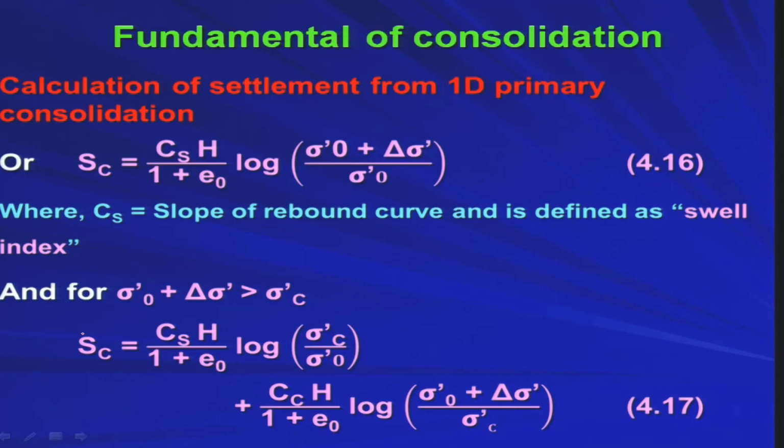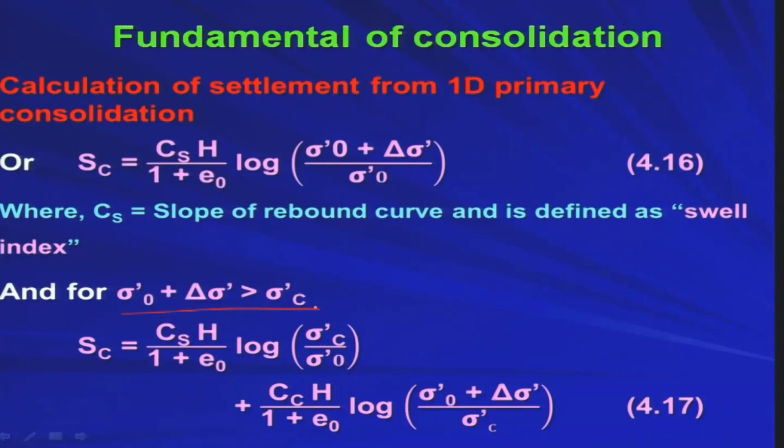Now, the second region. As I told you, in the case of over consolidated soil, you will have two different regions: one when you are below the pre consolidation pressure and one when you are above it. If you are above the pre consolidation pressure, that means sigma naught prime plus delta sigma prime is greater than sigma c prime. At that time, Sc is given by this part: Cs into H by 1 plus e naught log sigma c prime by sigma naught prime.